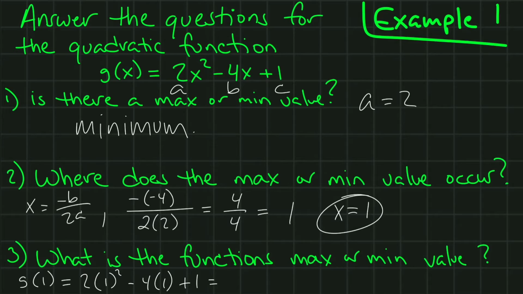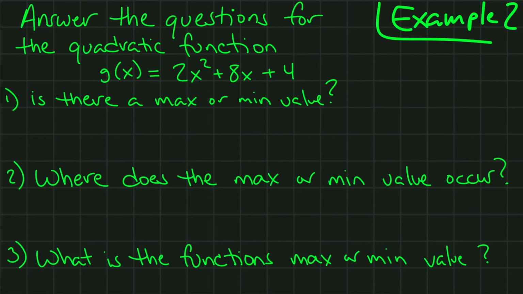Order of operations says we do the squared first, so 1 squared is 1, and that's going to give us 2 times 1. Then we have 4 times 1, which is 4, so 2 minus 4 plus 1. And then from left to right, 2 minus 4 is negative 2. Negative 2 plus 1 is negative 1. So our y value is going to be negative 1. And that's it.